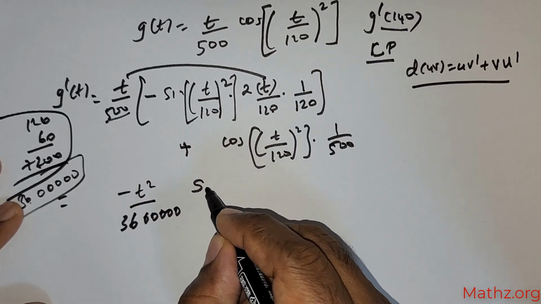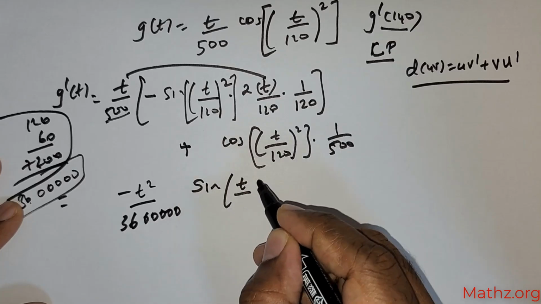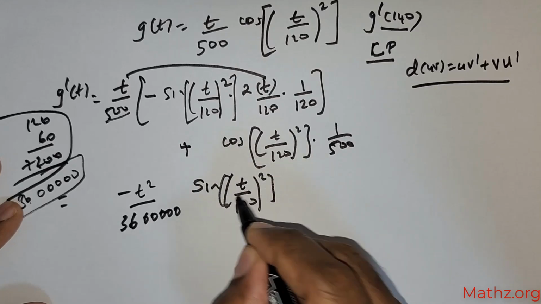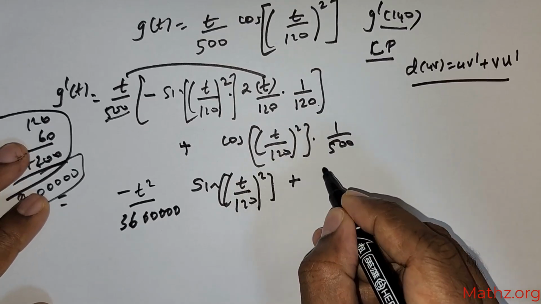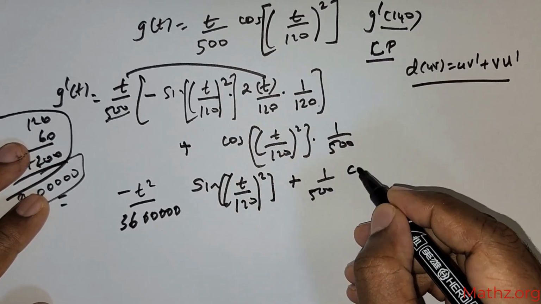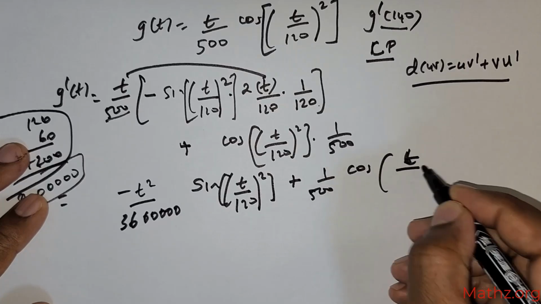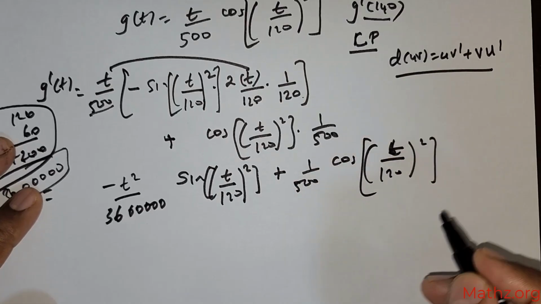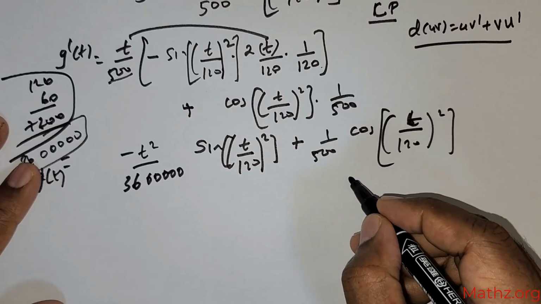This is multiplied with sine of t squared over 120, that's squared. Okay, so all of these things are evaluated already. Positive 1 over 500 times the cos of t over 120 squared. So this is my g dash. What is this g dash of t?